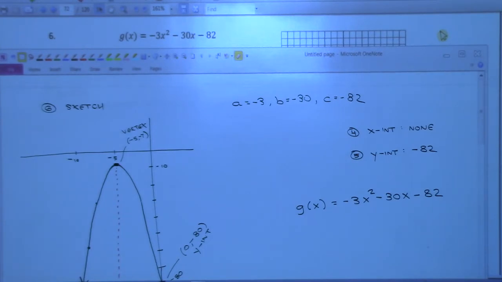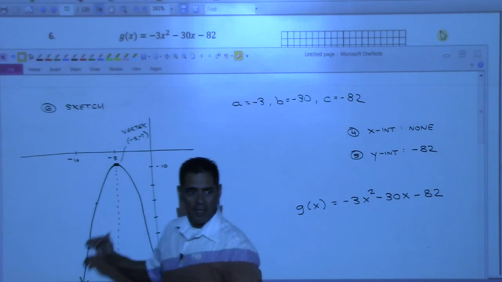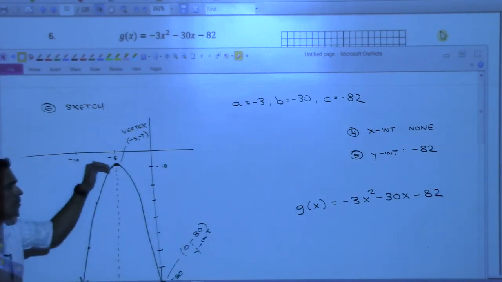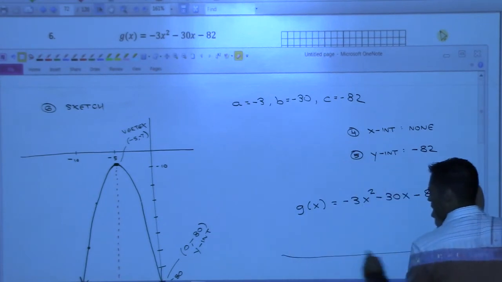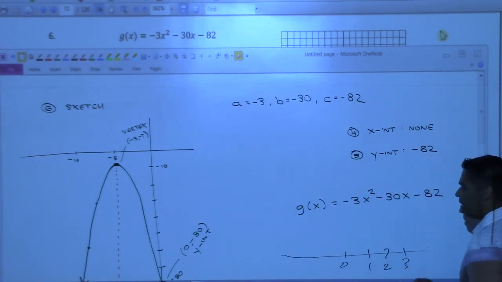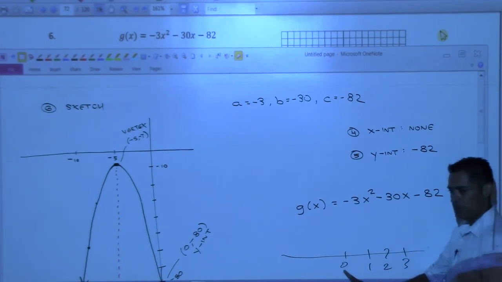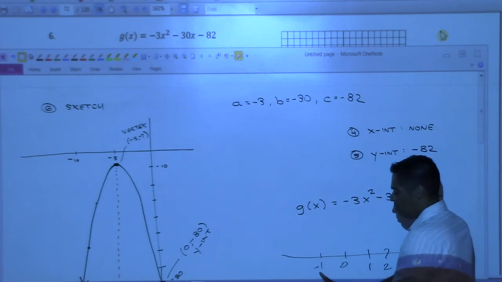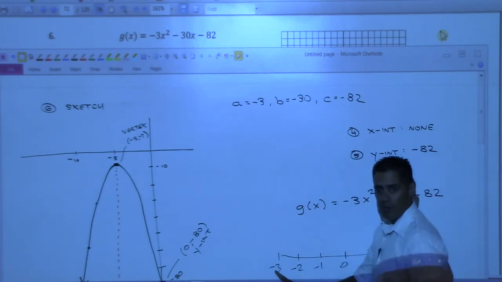Negative. -7 would be the largest value. See, look, when we talk about large, you have to think about a number line. If you have a number line, here's 0, here's 1, here's 2, here's 3, right? 3 is bigger than 2, right? 2 is bigger than 1. 1 is bigger than 0. 0 is bigger than -1. -1 is bigger than -2. -2 is bigger than -3.